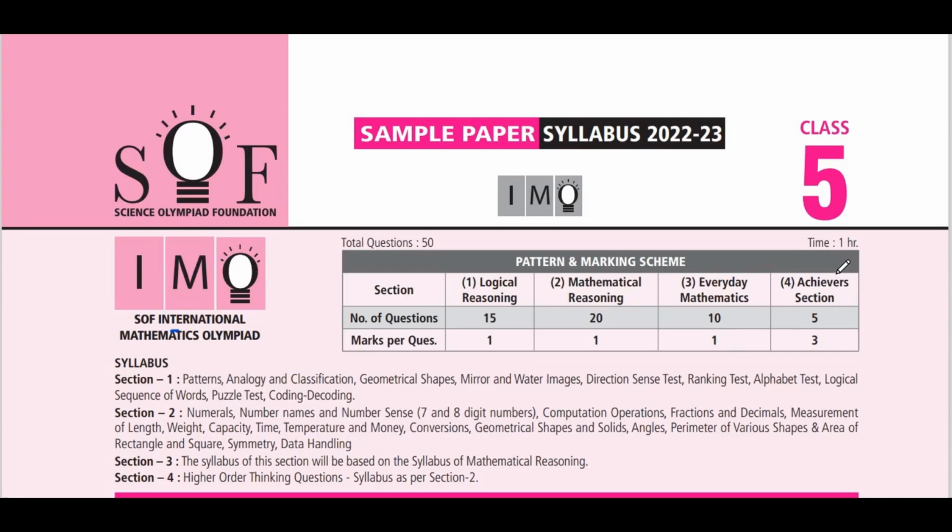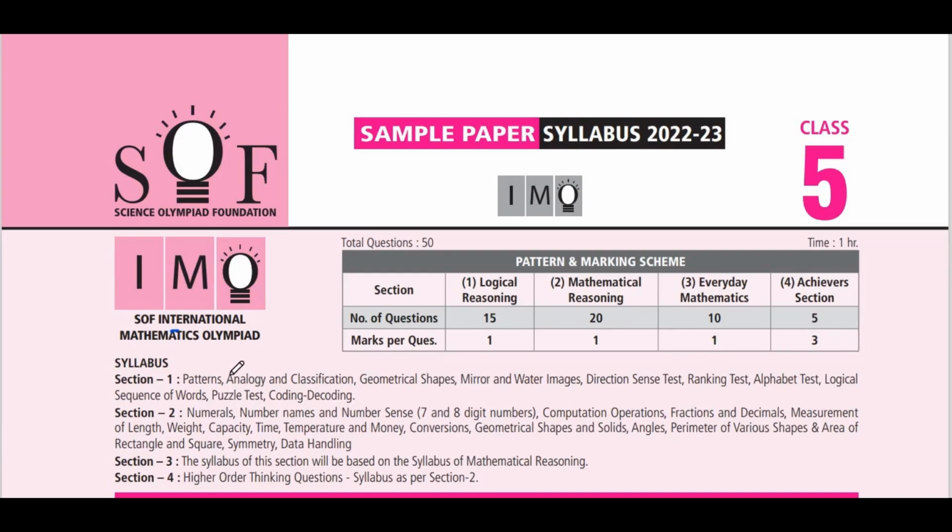And our final section is the achievers section. This is a very important section. In this you have 5 questions, and each question would carry 3 marks. So this is a higher marks question. These questions will be higher order thinking questions. These are the HOTS questions. This is a little higher than your grade syllabus. It is the same syllabus, but a little tricky questions. But it will be very easy to solve as you have more practice. So this is the pattern and marking scheme.